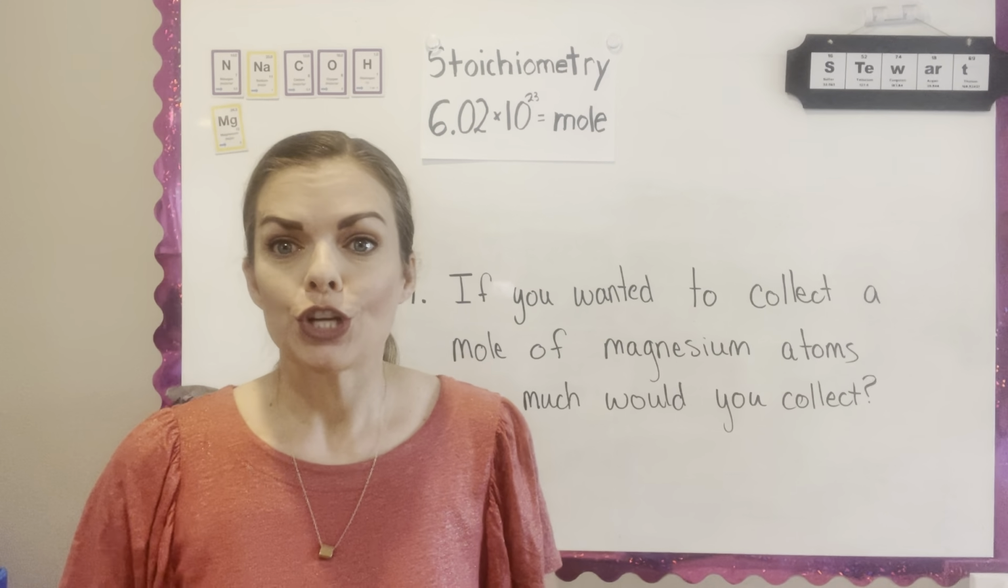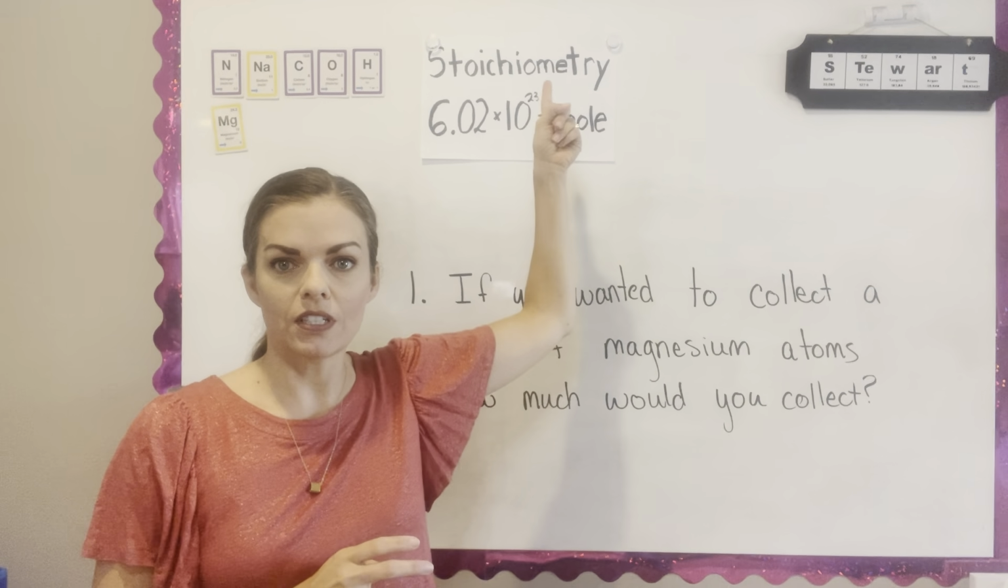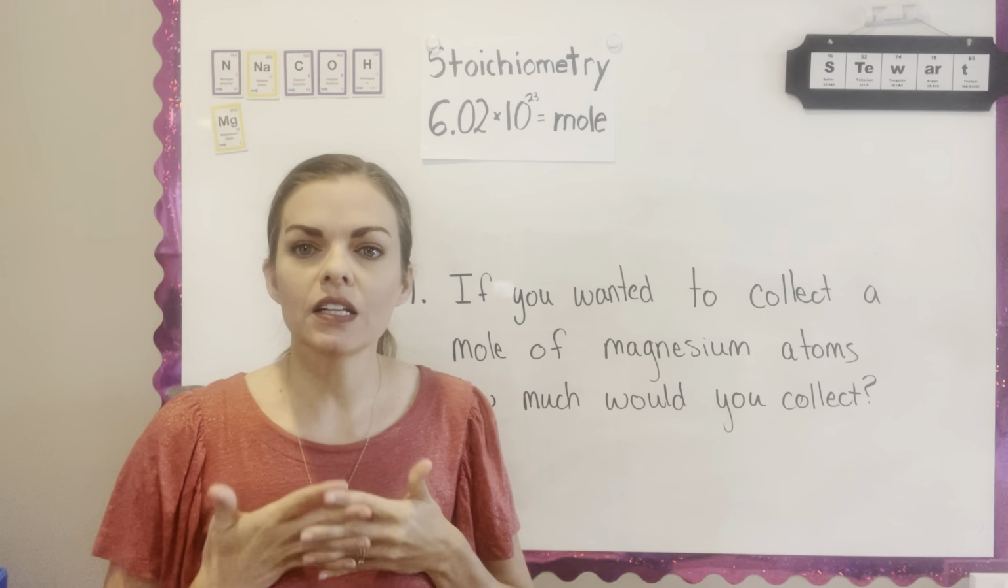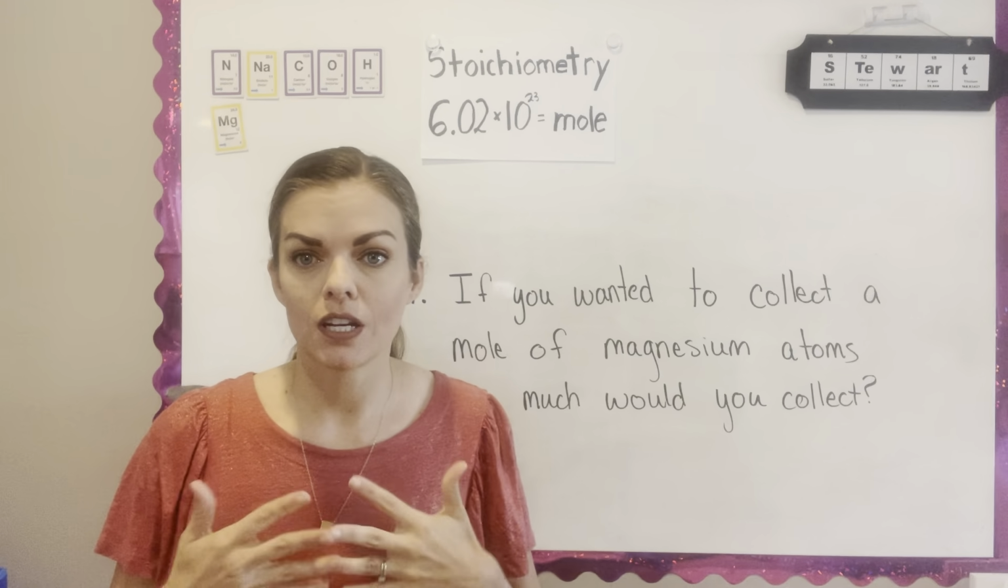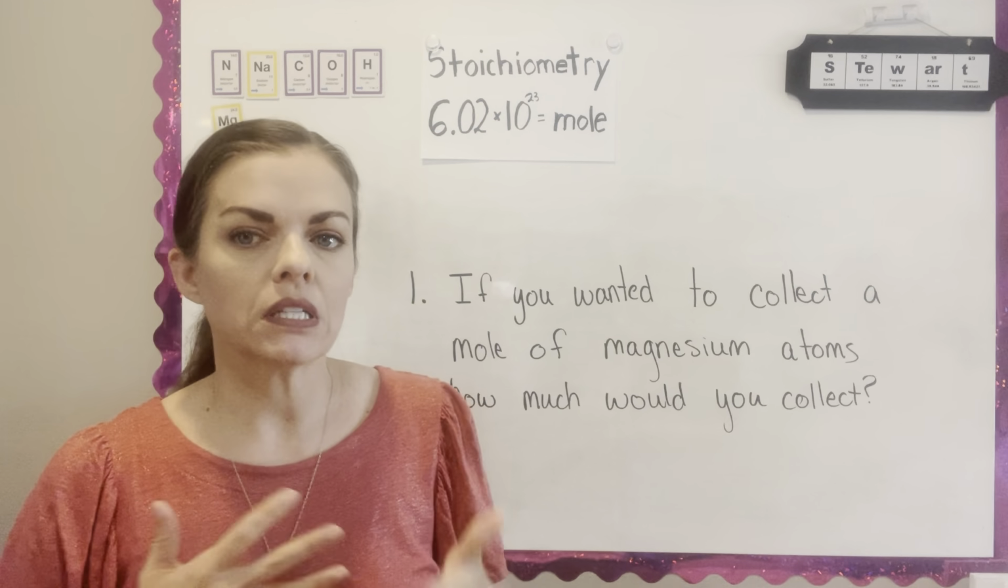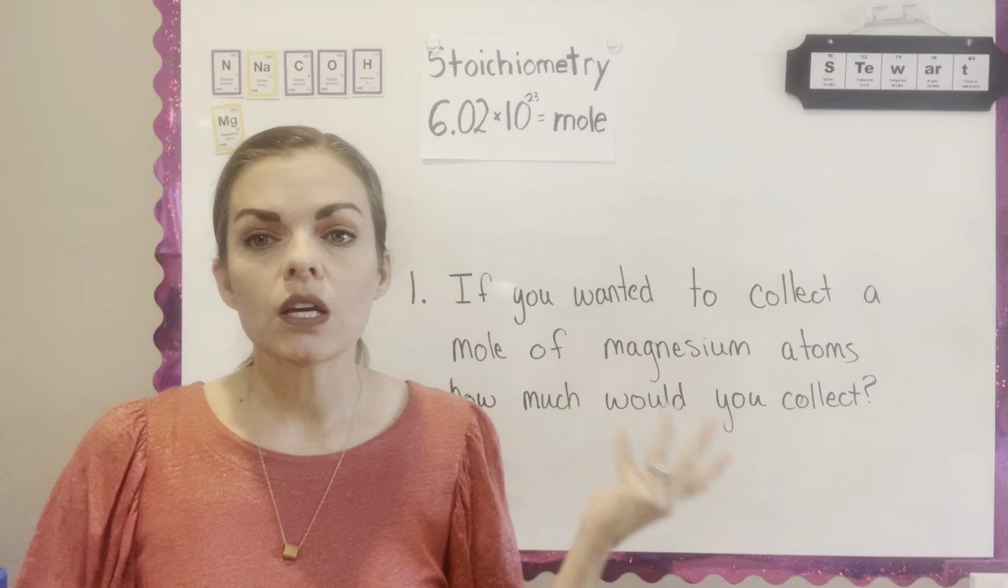Today we're going to start Chapter 7, and Chapter 7 is titled this really long word called stoichiometry. And in chemistry, stoichiometry is the study of proportions or ratios. It's studying how we're going to mix different chemicals together to get what we want.